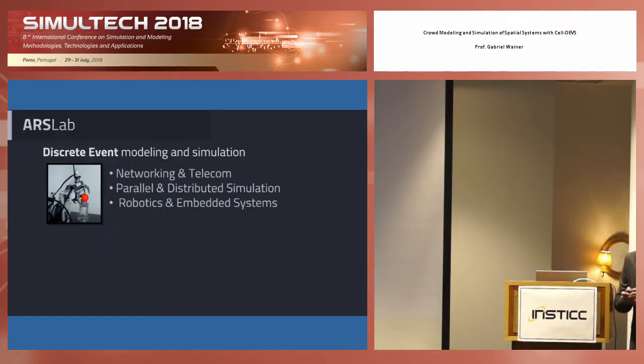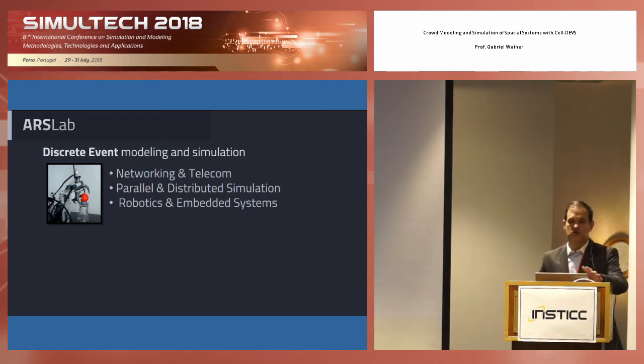The first thing I want to present is our lab. It's called the Advanced Real-Time Simulation Lab at Carleton University in Ottawa, the capital of Canada. What we do is a bunch of different things. If you visit our website, you will see that this is only one of them: a wide variety of applications ranging from networking and telecommunications, methodologies, in particular parallel, distributed, and real-time simulation, and application to robotic and embedded systems.